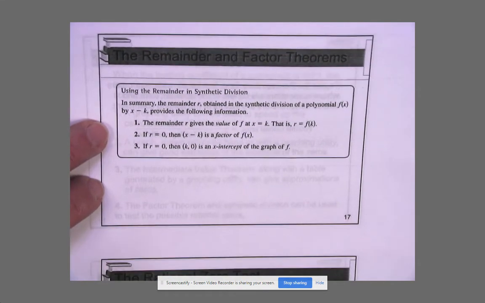So what this says is that the remainder r gives the value of the function at x equals k.